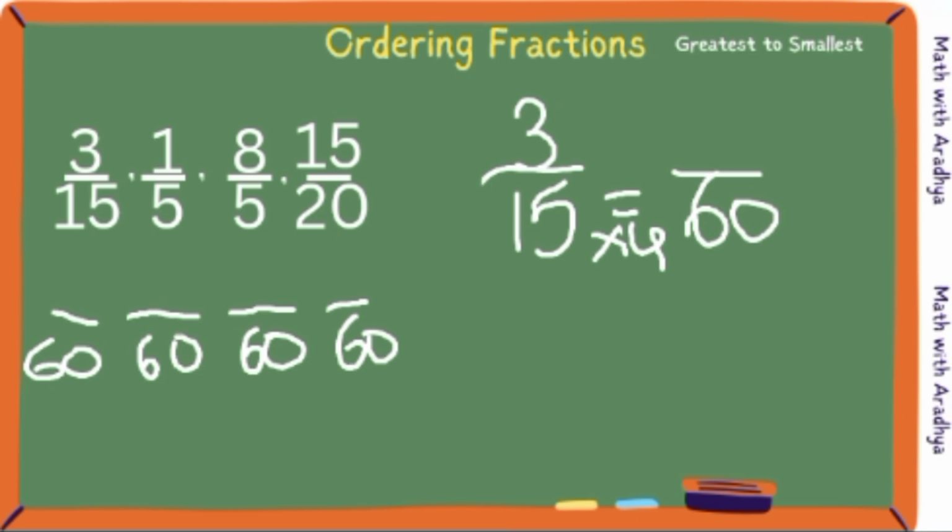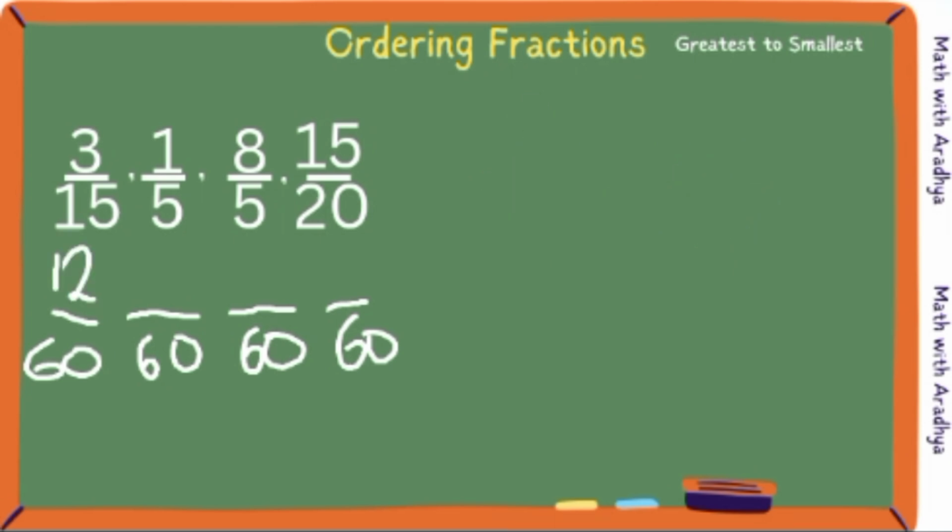So whatever we multiply in a denominator, we need to multiply in our numerator. So 3 times 4 is equal to 12. So it means our numerator of that number should be 12. Now we have our second number, which is 1 by 5. So you need to see what you will multiply with 5 to get 60.